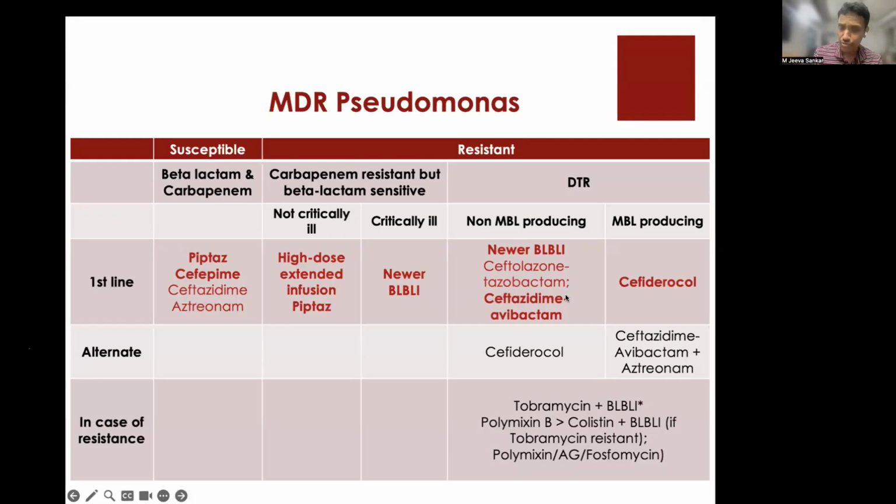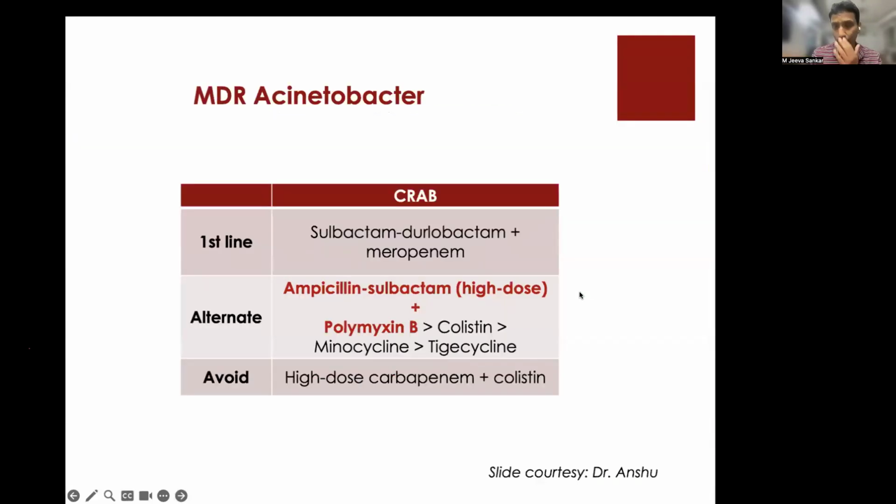Now, if it is difficult-to-treat Pseudomonas, then again, if you have genes, whether it is NDM producing or non-NDM producing, depending upon that you will choose the antibiotic. So what about Acinetobacter? For Acinetobacter, if it is carbapenem resistant, that is CRAB, carbapenem resistant Acinetobacter baumannii, the first line antibiotic is sulbactam-durlobactam plus meropenem. That is the first choice. And if you don't have sulbactam-durlobactam, which is not easily available, then you have ampicillin-sulbactam at a higher dose with polymyxin B.